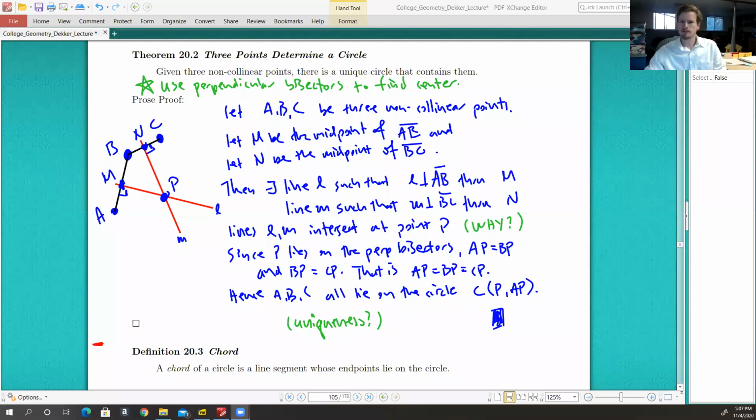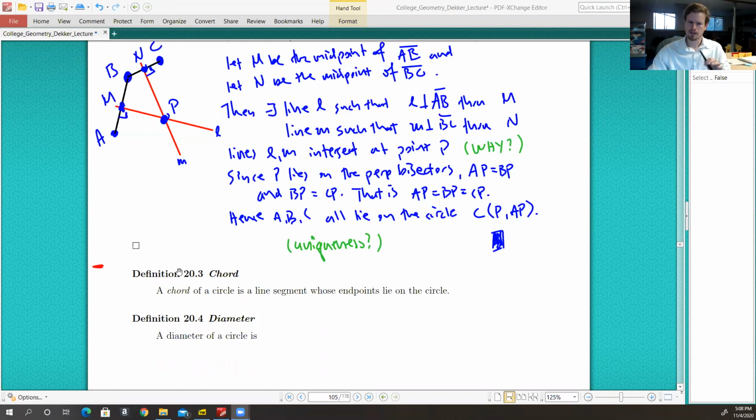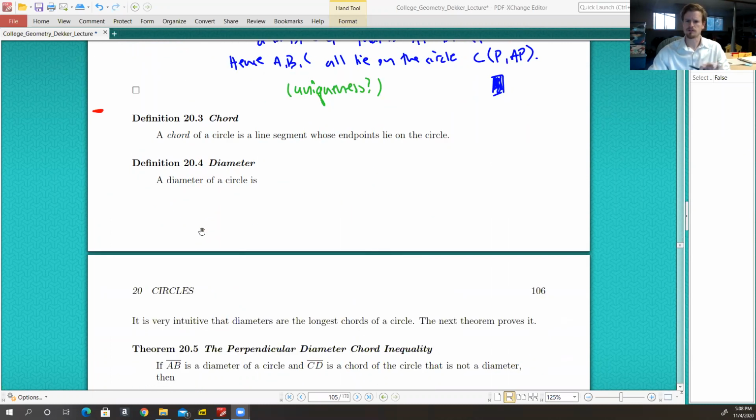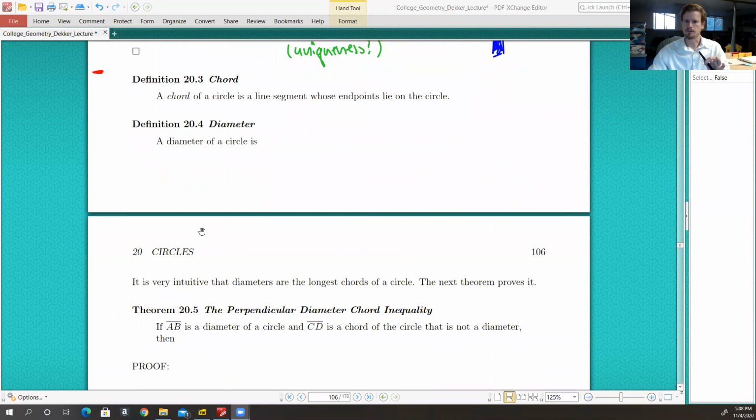So the last thing we looked at was that 3 points determine a circle, something that we're familiar with. And so we want to move on to at least one new definition and a familiar definition, and then a couple of theorems.